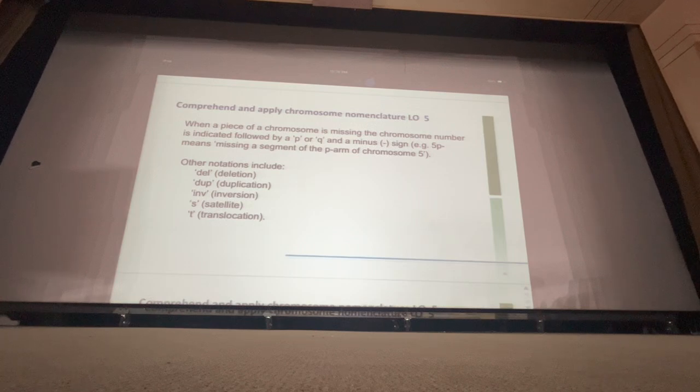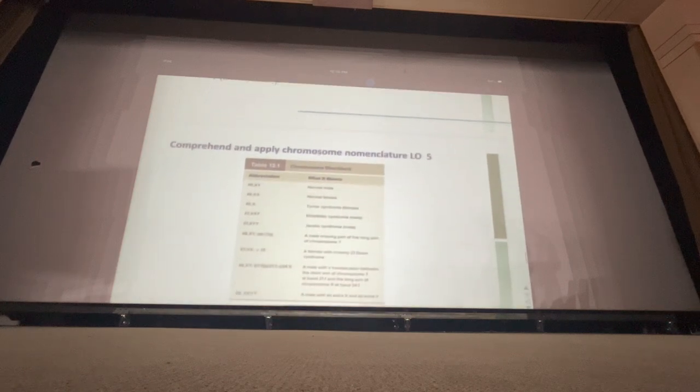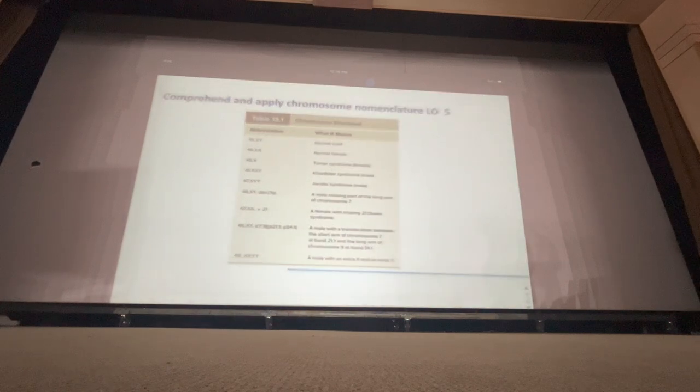Chromosome numbers, sex designation, and whether there is a missing or extra chromosome, plus or minus. So these are more than enough. If you would like to read about that, you can find it in the textbook.